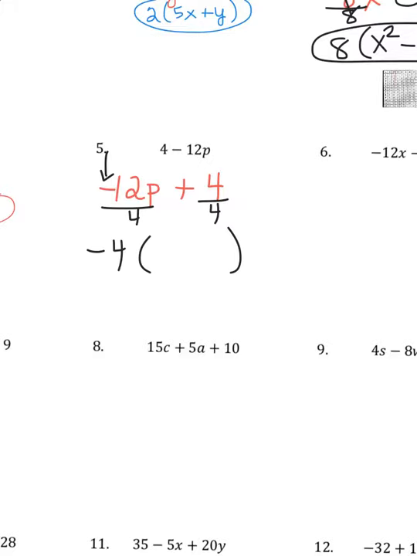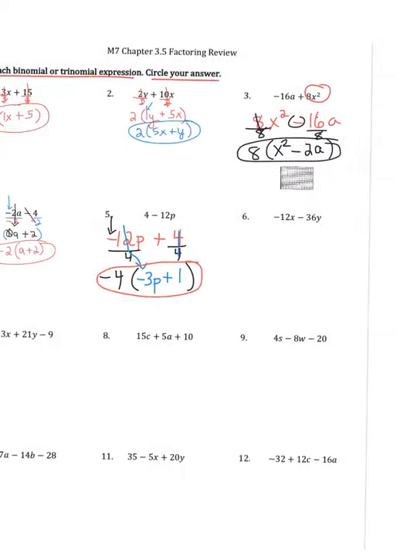Negative 12 divided by 4 is negative 3p, and 4 divided by 4 is 1, plus 1. So this is our factored expression.